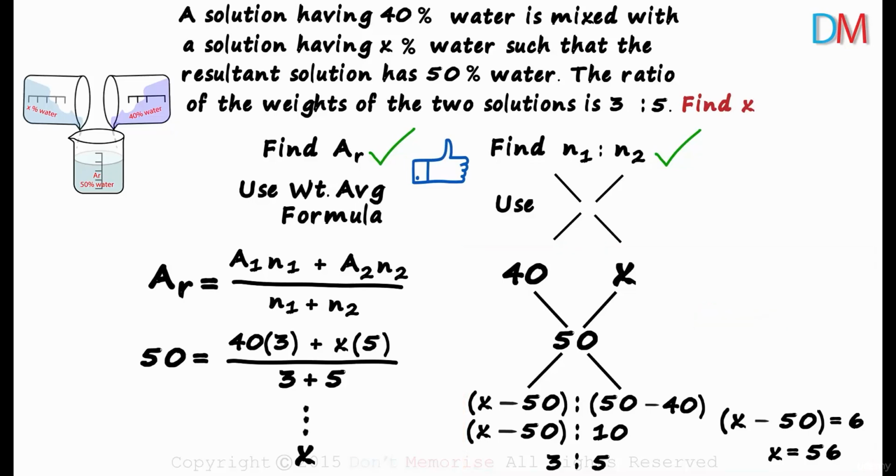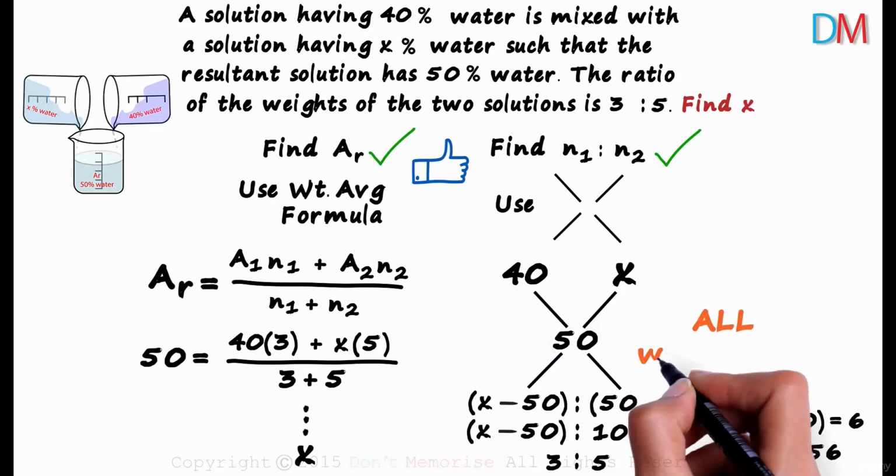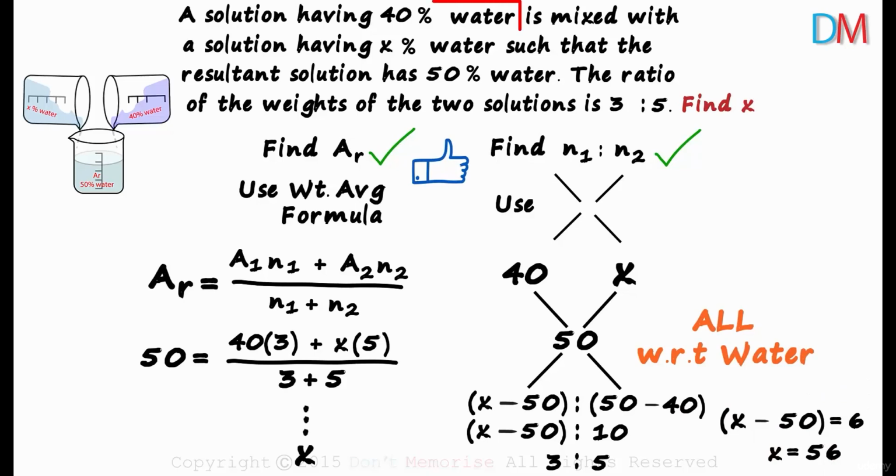So if we are given the resultant average and the ratio and asked to find one of these two quantities, alligation is still a better approach. There is one thing you need to be careful about when you apply alligation. These three things here should be with respect to the same thing. Here all three are with respect to water: 40% water, X% water, and 50% water. Even if one of them is with respect to anything else, alligation will not work.